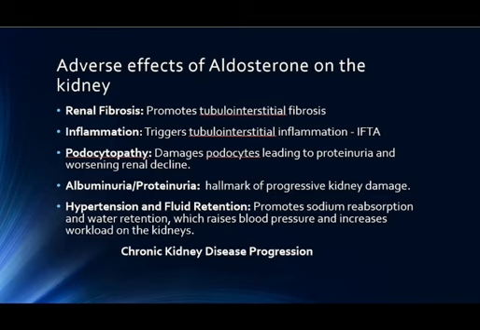The adverse effects which have been noticed in various experimental studies include renal fibrosis. It produces tubulointerstitial fibrosis. It triggers inflammation, so it triggers tubulointerstitial inflammation and causes tubular atrophy and interstitial fibrosis. It can damage the podocyte, causing podocytopathy, leading to proteinuria and worsening renal function. It causes albuminuria and proteinuria, which is a hallmark of progressive kidney damage. Then it causes hypertension and fluid retention, promoting sodium reabsorption and water retention, which raises the blood pressure and increases the workload on the kidney. So ultimately, it leads to chronic kidney disease progression. It is this part which we are more interested in.